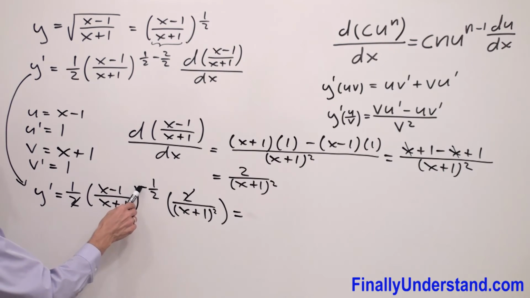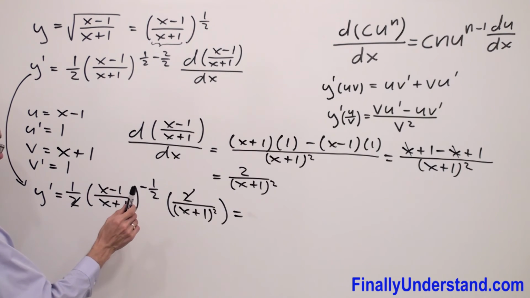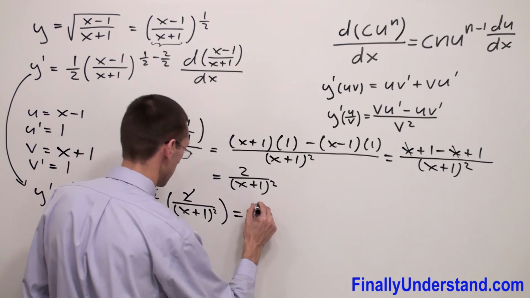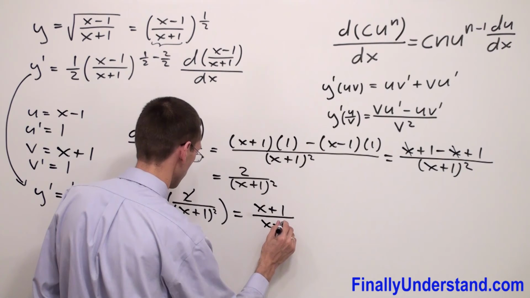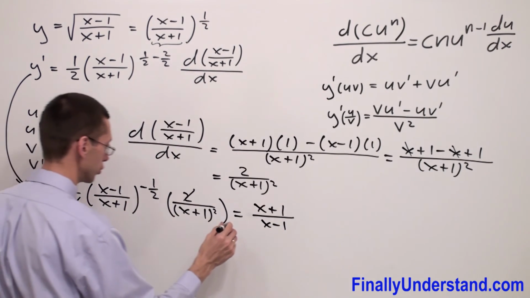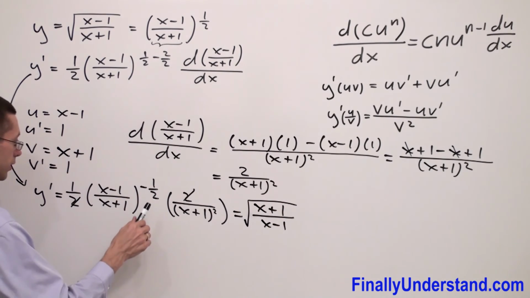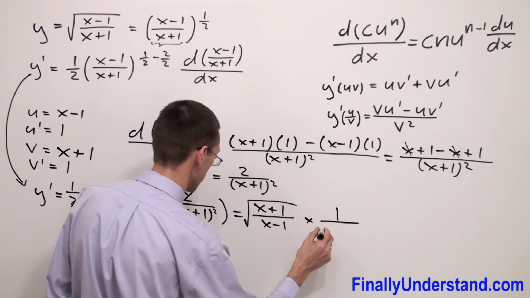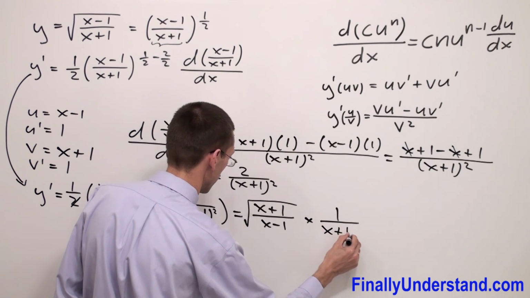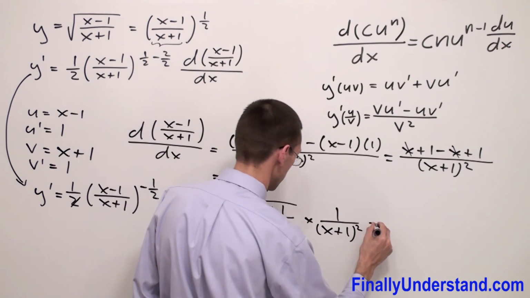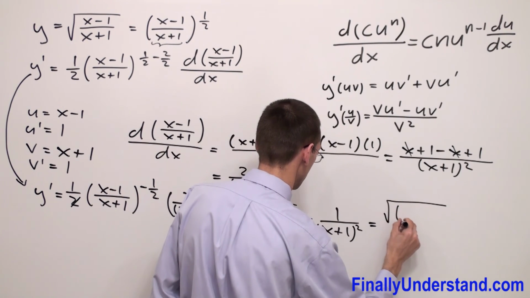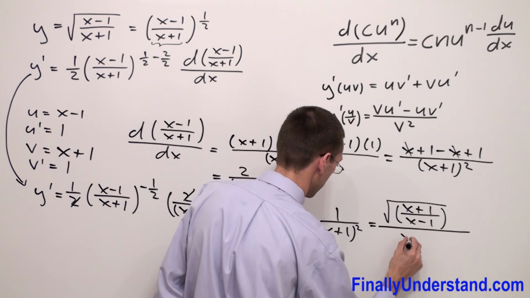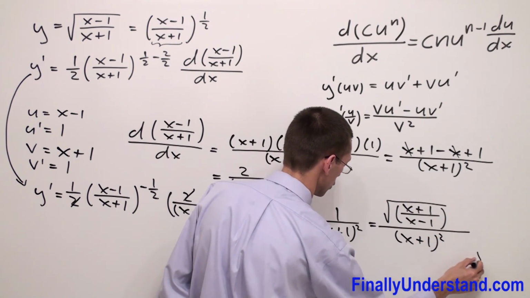Now, because I have a negative exponent, I want to convert this to a positive exponent. So I have to just flip the fraction upside down. I have to find the reciprocal of this fraction. So I'm going to have x plus 1 over x minus 1. And because I have power 1/2, this is going to be a square root, times 1 over x plus 1 to the second power. So you can write your answer as the square root of x plus 1 over x minus 1, over x plus 1 to the second power. This is the solution to my problem.